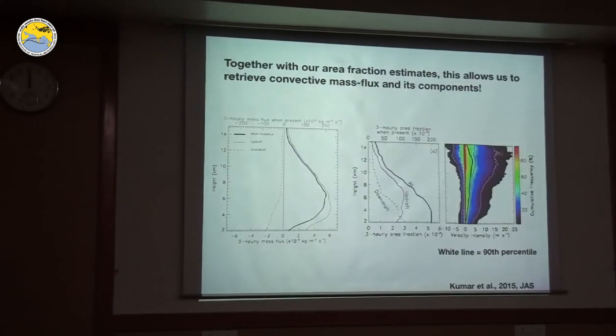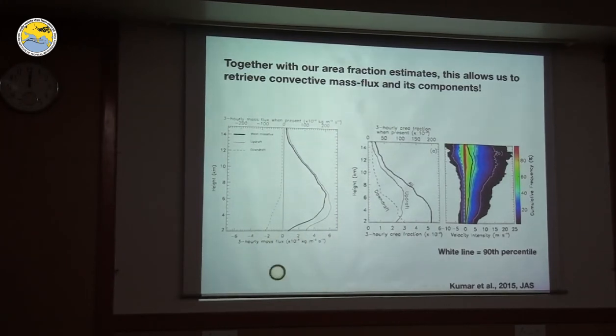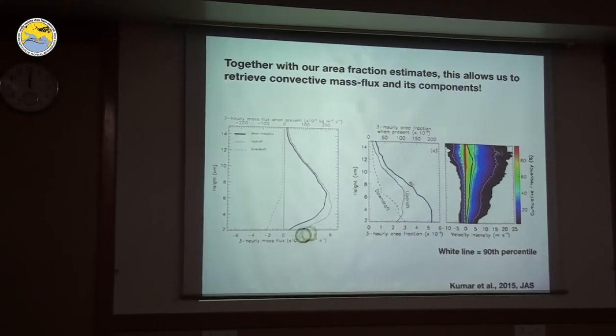Now, if we do that for the Darwin region, we can actually derive mass fluxes. And someone asked me yesterday, what does the mass flux profile look like? Well, here's the mean mass flux profile for the Darwin site for 3 years, derived from these wind profilers combined with the radar. And you can see it peaks. We can't really go below 2 kilometers because we don't have the radar information below that. But above 2 kilometers, there's a peak at about 5 to 6 kilometers. The solid line here is the updrafts, and the dashed line is the downdrafts. Because we know whether the air is going up or down, we can identify both updrafts and downdrafts.